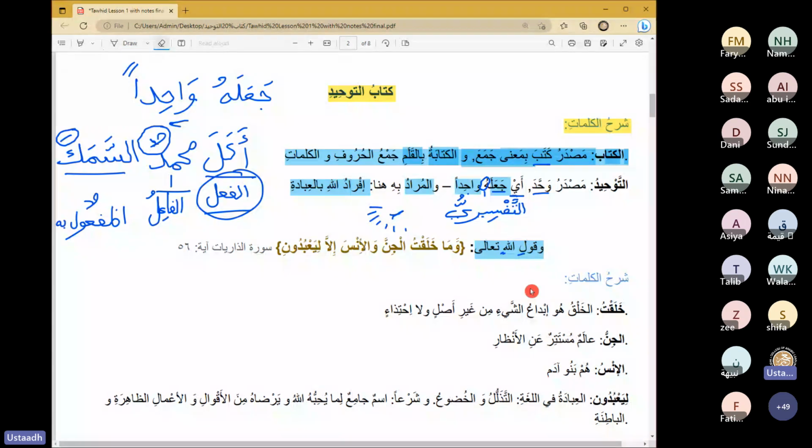My PDF froze then. Naam, so we have a few, mashallah.